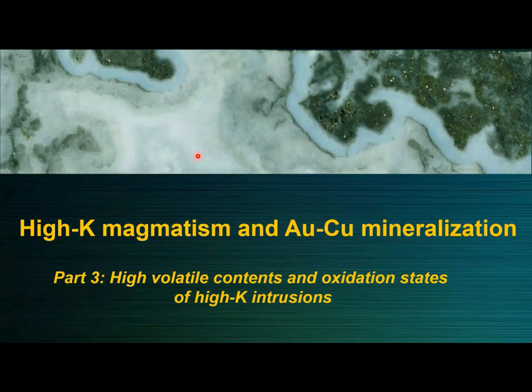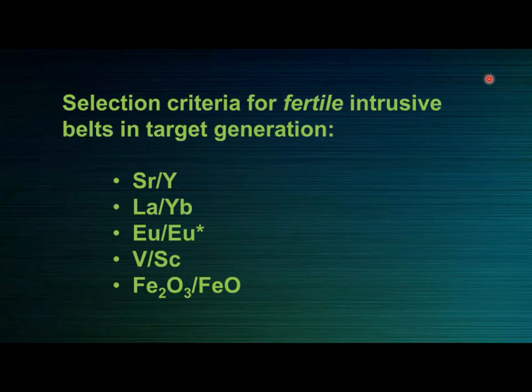In terms of mineralization and exploration, I want to talk about the high volatile contents and the high oxidation states of these potassic intrusions in the next chapter. And you can use their geochemical fingerprints to define intrusive belts which have a higher potential to form porphyry copper-gold or epithermal gold mineralization, just because they are more enriched in volatiles, in water, in chlorine, and they have higher oxidation states. The most used whole rock ratio is usually strontium/yttrium, which is a proxy for the water contents, and indirectly also the chlorine contents, because if a magma has high water contents, it usually has very high chlorine contents as well.